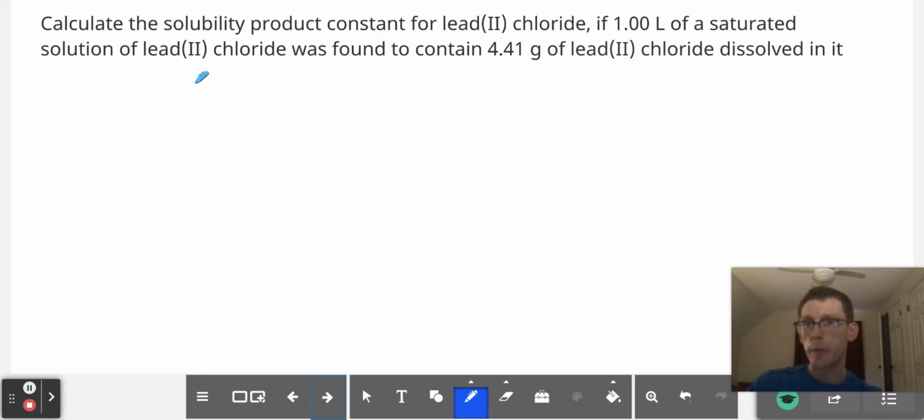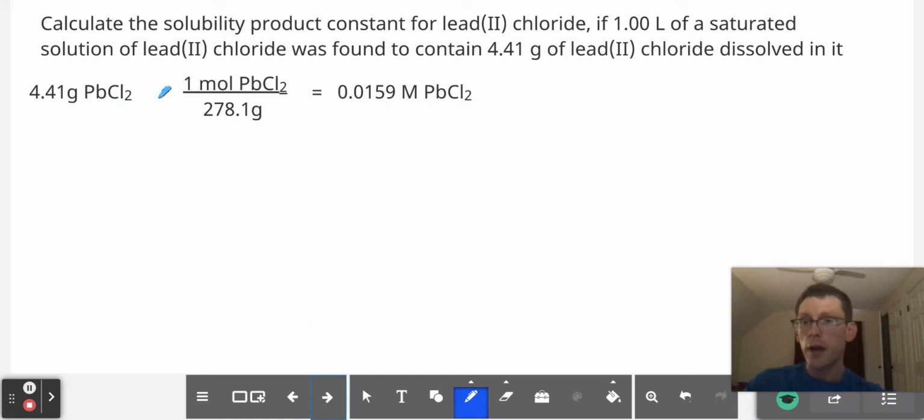Let's work through some practice problems, like calculating the Ksp for lead(II) chloride if 1.00 liters of a saturated solution of lead(II) chloride is found to contain 4.41 grams of dissolved lead(II) chloride. What we can first do is convert this number of grams into moles. The molar mass of lead(II) chloride is 278.1 grams per mole. So this comes out to a concentration of lead(II) chloride of 0.0159 molar.